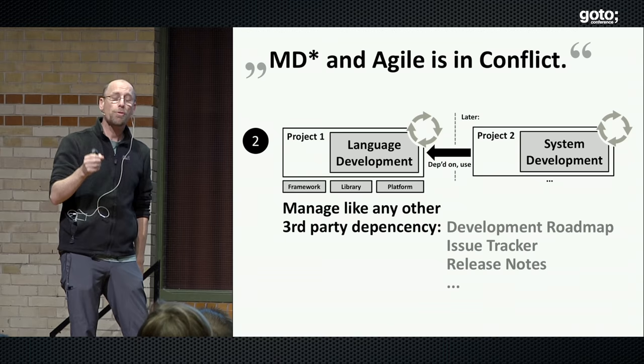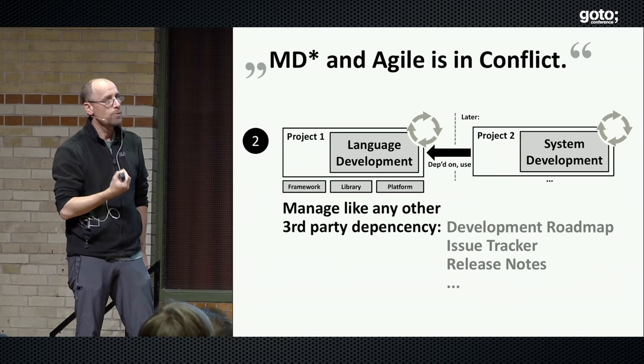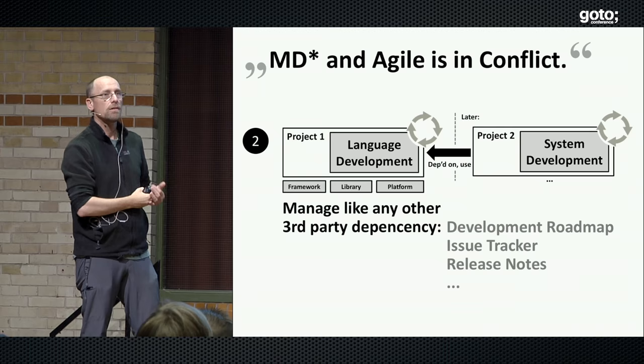And the good thing is, if they do it right, the new language version ships with migration scripts. So this is actually something that's easier than changing a library, because libraries and frameworks do not ship with migration scripts. Languages do, or at least can, right? So this isn't something that makes you less agile.